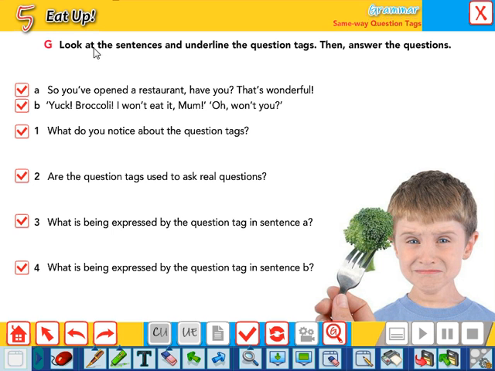Next one. Look at the sentences, underline the question marks, then answer the questions. So you have opened the restaurant. Have you? That's wonderful. And so on. Okay. Here, we finished with the first grammar, the second grammar, question marks.